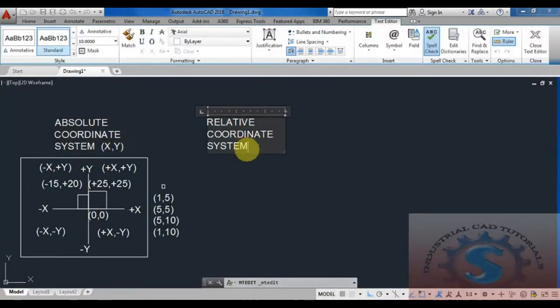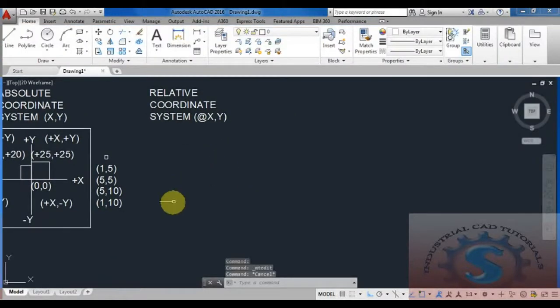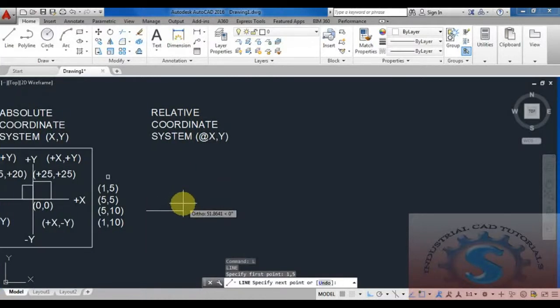In the relative coordinate system, when you want to create an object in AutoCAD, you create lines or any object like this using @x, y. By default, the program is built like this. This is the basic introduction to the relative coordinate system in AutoCAD.